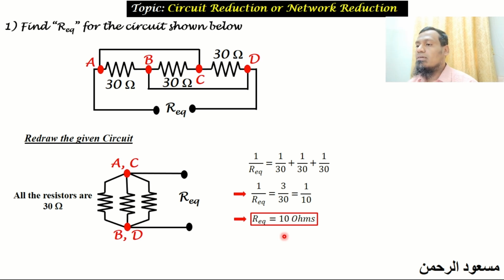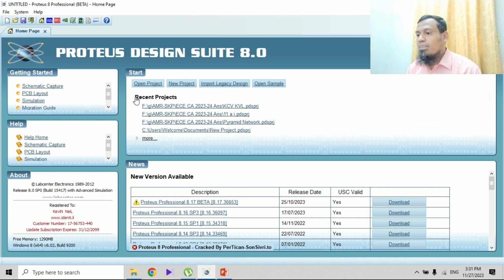As I began the solution of this problem, I said it is a simple one, so the solution will be simple. You just have to know how to redraw this given network into a simple one. As requested by some of you, I'm going to draw this in the Proteus software. You can see on the screen, we have launched the Proteus software. From here, I will guide you step by step.